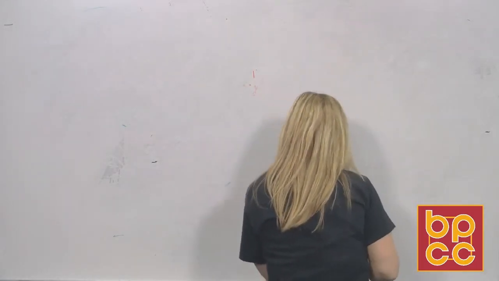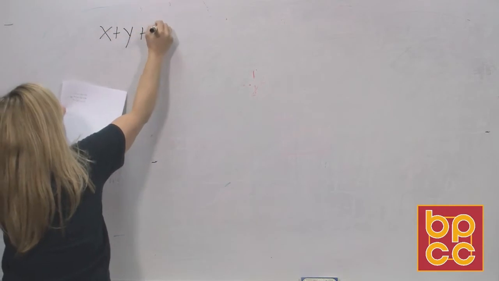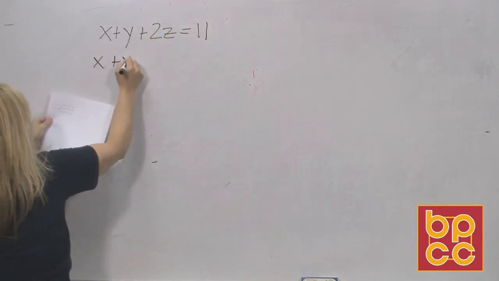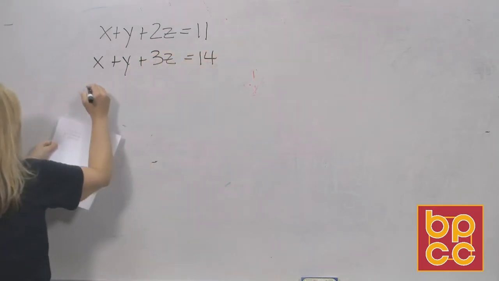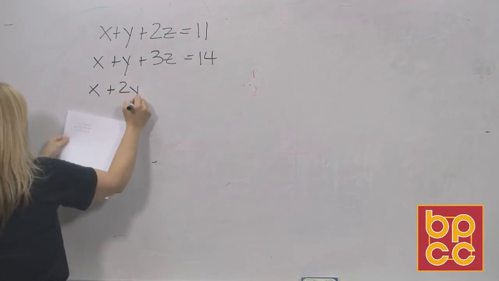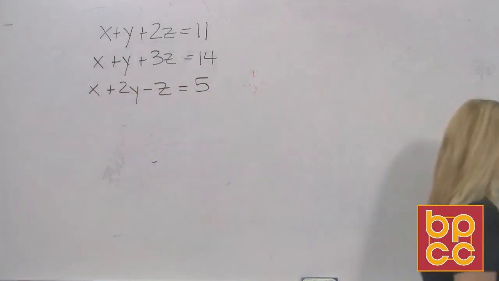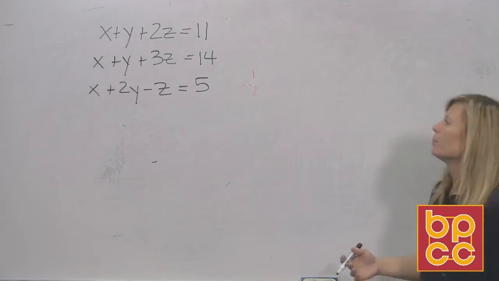All right, let's get another one. See, here's our second example. X plus y plus 2z equals 11. X plus y plus 3z equals 14. X plus 2y minus z equals 5. All right, you have a system of three equations. That is why you have three variables.